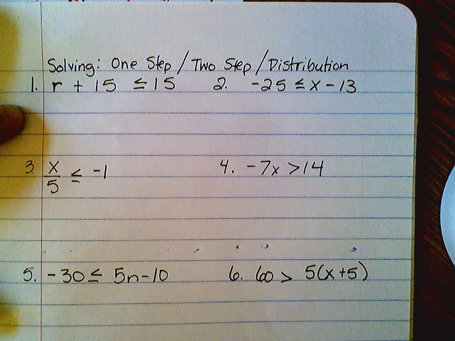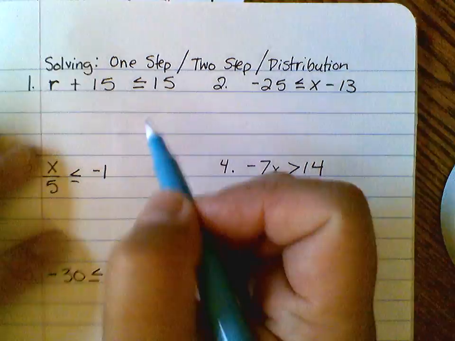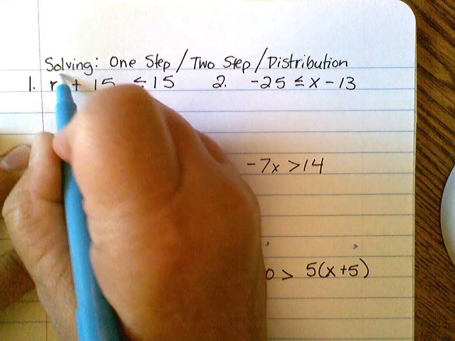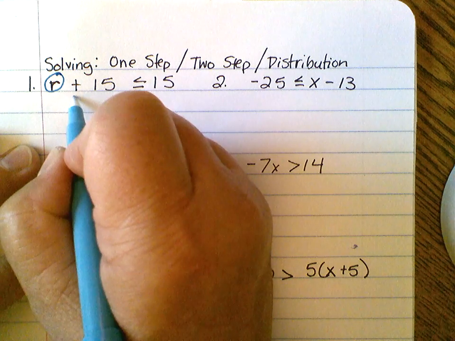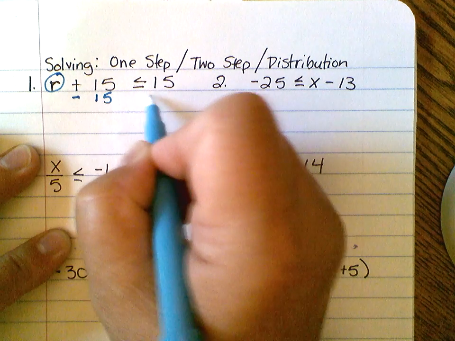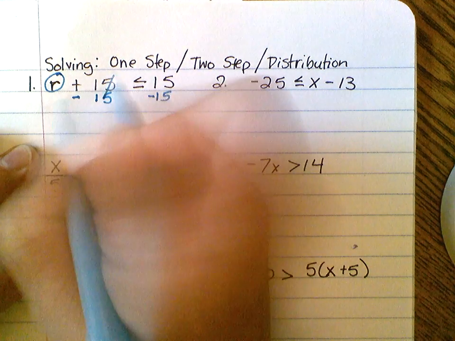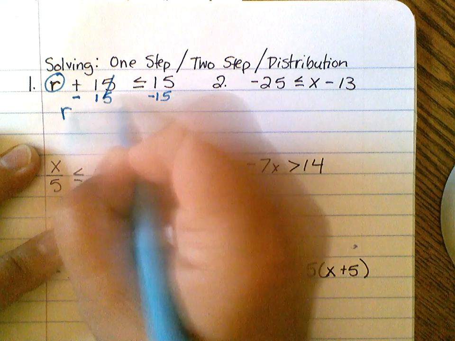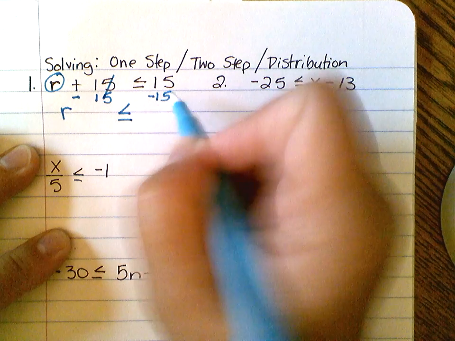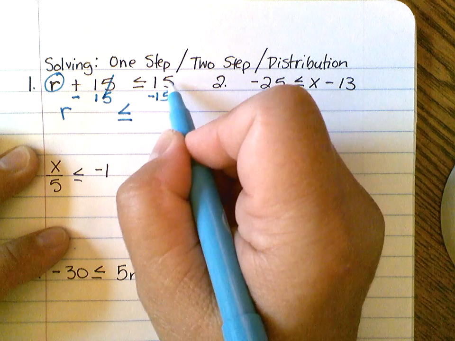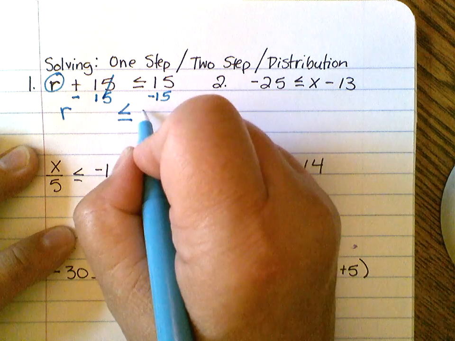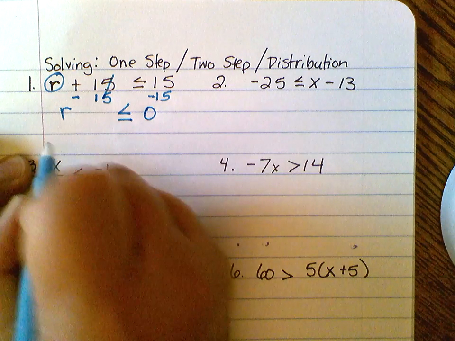Okay, so let's solve some inequalities real quick. Here we are. Here's my variable. I have to move the 15 over here, so I'm going to subtract it. That's the opposite. And that gives me r is less than or equal to. I did not multiply or divide by a negative, so this is not going to flip the symbol. 15 minus 15 is 0.